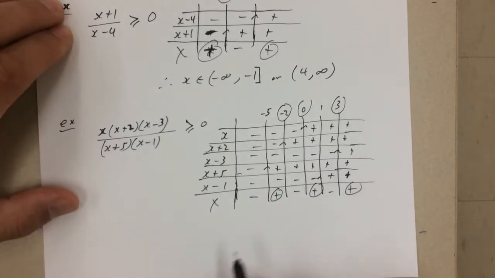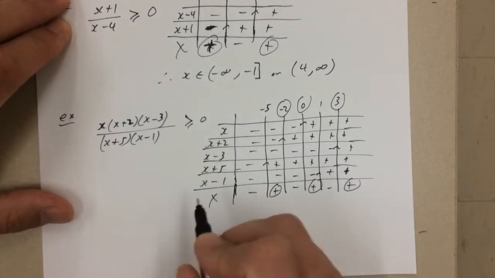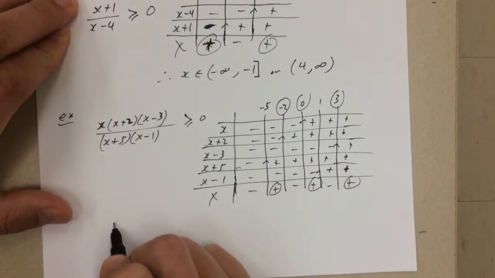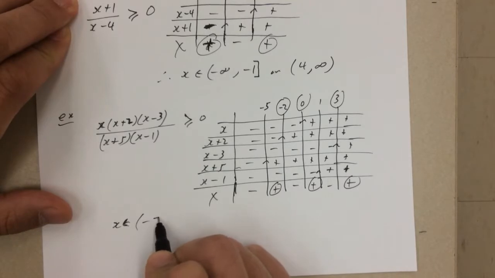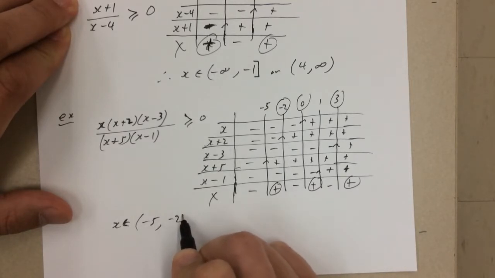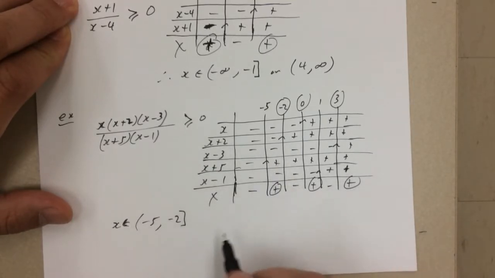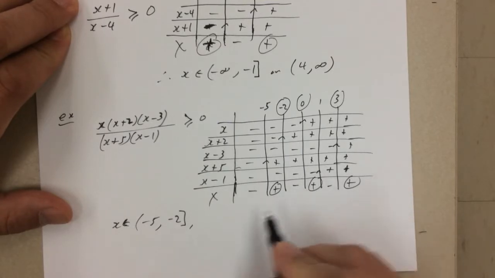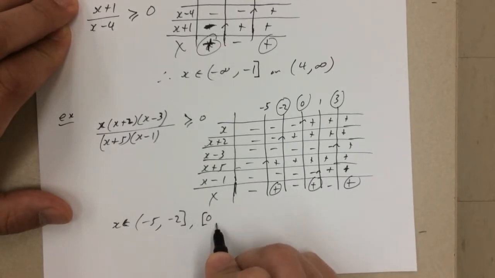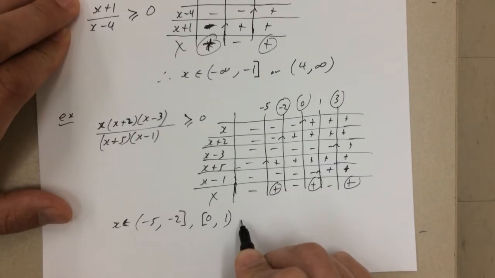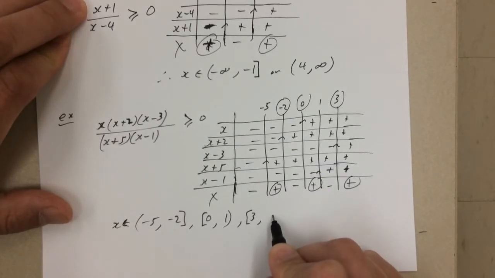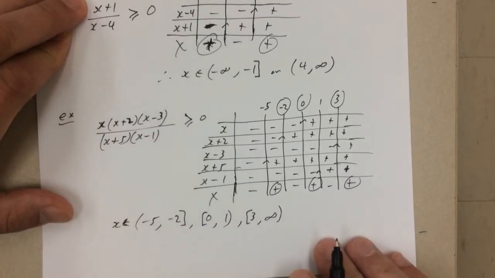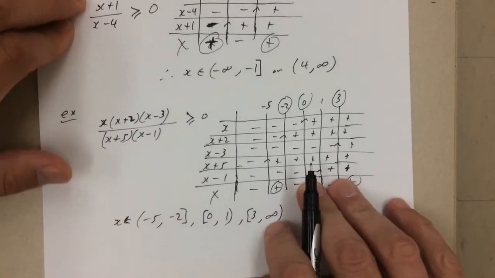So now I can state my solution sets as, well, x is contained in -5 to -2, including -2 but not including -5, and then 0 to 1, and then 3 to infinity. Okay, and that will be the solution set for that one.